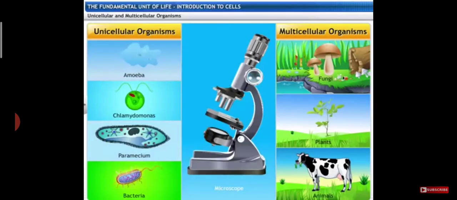So this is homework for you. You have to write down the differences between unicellular organisms and multicellular organisms and give some examples of unicellular organisms and multicellular organisms. Look at what is given here: amoeba, chlamydomonas, paramecium, bacteria, all these are unicellular organisms. All those organisms which are made of only a single cell are called unicellular organisms. And multicellular organisms, they are made of many cells. So let us study.